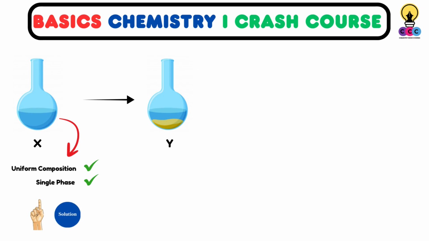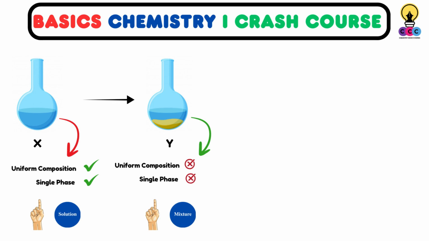Now consider flask Y. The composition does not seem uniform. Furthermore, it has two phases, solid and liquid. Thus, flask Y is not a solution, but rather a mixture. So at this stage, we have a clear idea about a solution.